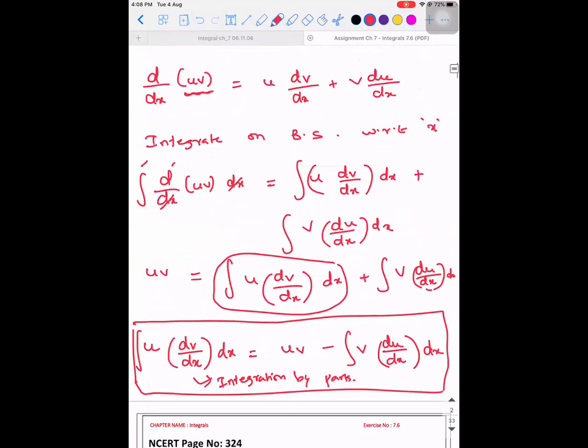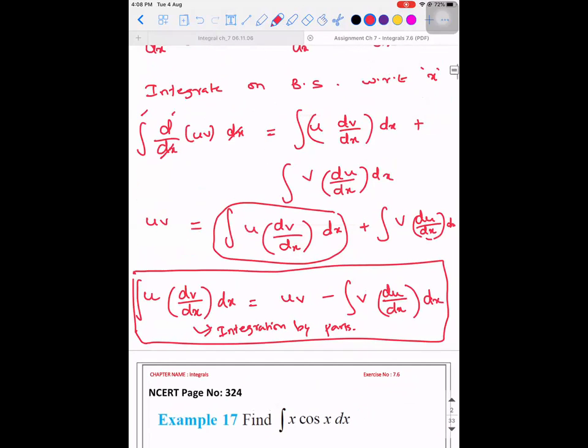So I suggest you copy it till this step. Copy it fast.